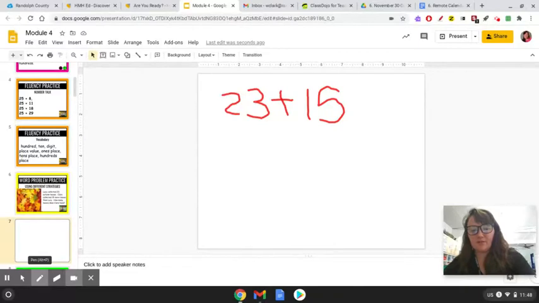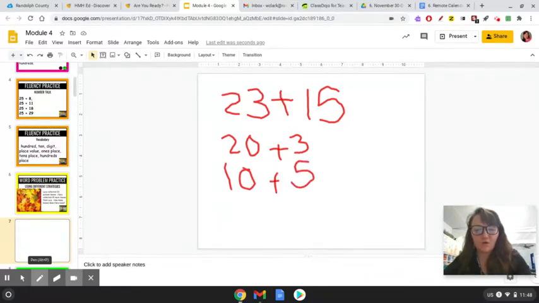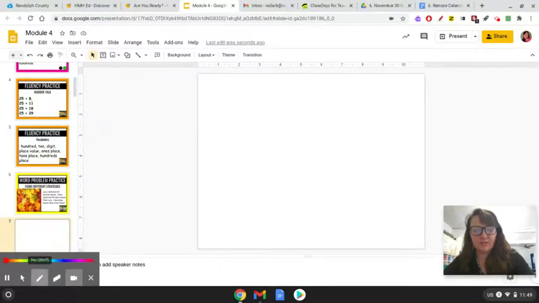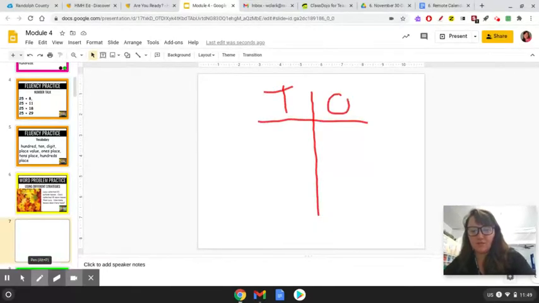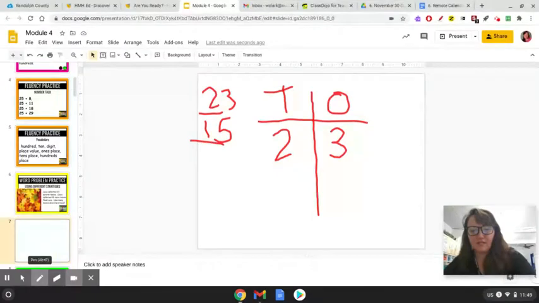So I'm going to break it apart. 20 plus 3, and then 10 plus 5. Or we can do it base 10 way. So what I've shown some of my students to do, and you guys might find this useful too, is I'm going to make what's called a tens and ones chart. Okay, so 23, our numbers were 23 and 15, and we're adding them together. So 23 has 2 tens and 3 ones. 15 has 1 ten and 5 ones. Would you looky there? We can add them together now.